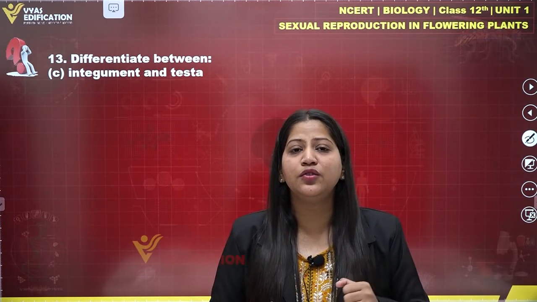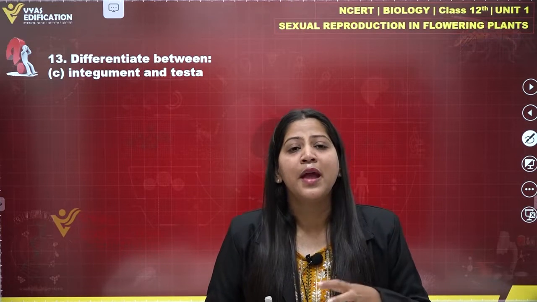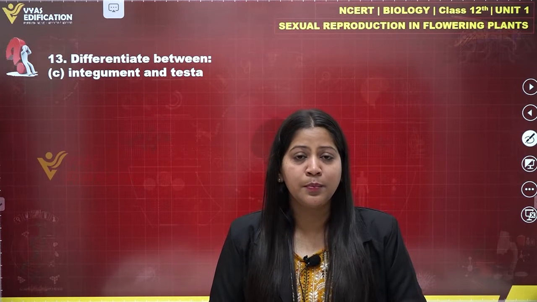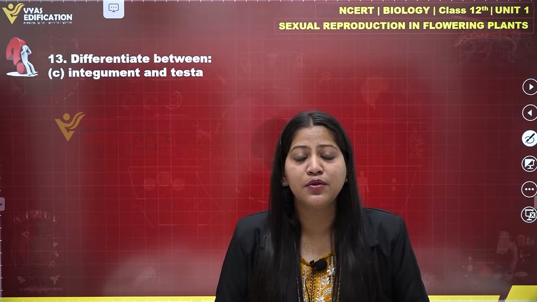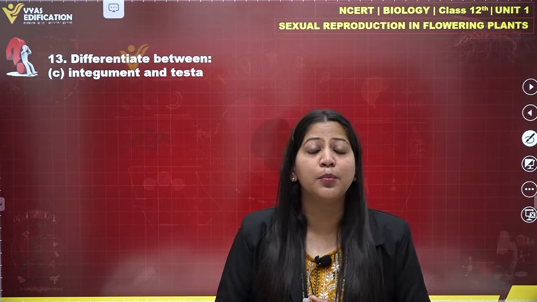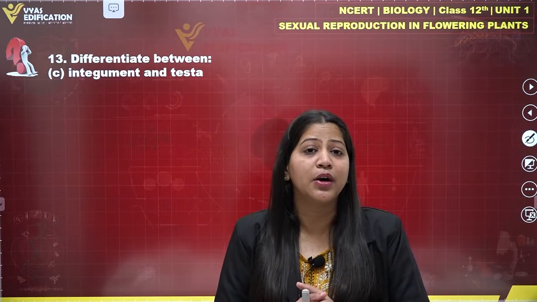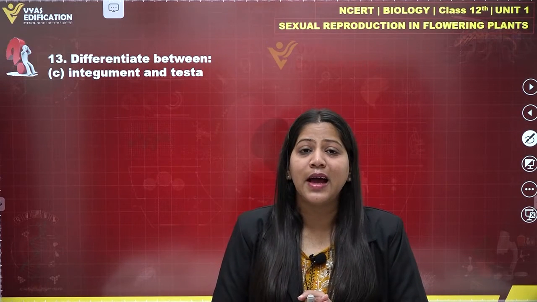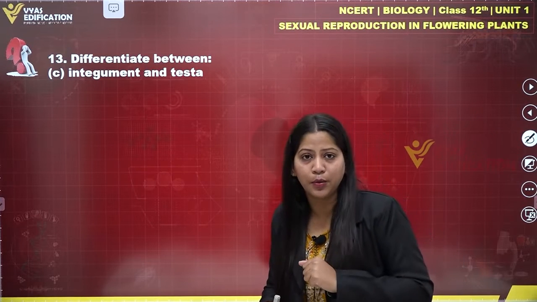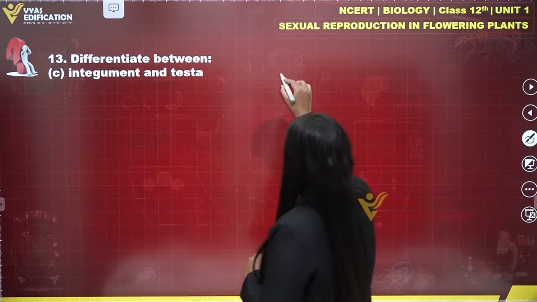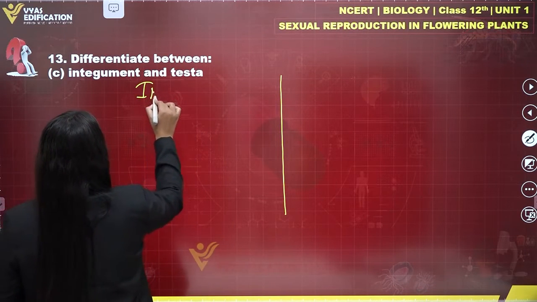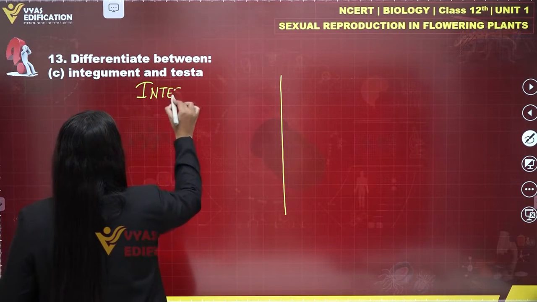Ovule gets converted into seed after fertilization, and the ovary converts into fruit after fertilization. What happens with the integuments of an ovule? The integuments of an ovule convert into the protective coverings of the seed, that is testa. These integuments are going to convert into testa only. Alright. So the difference between testa and integument is, first we are going to talk about integuments.